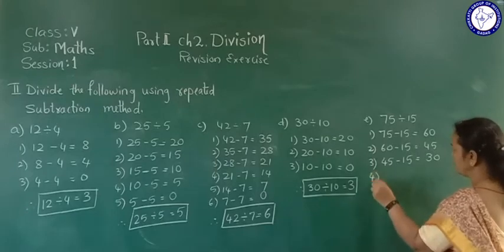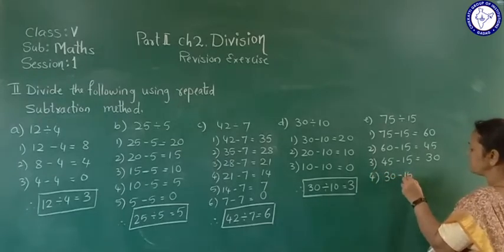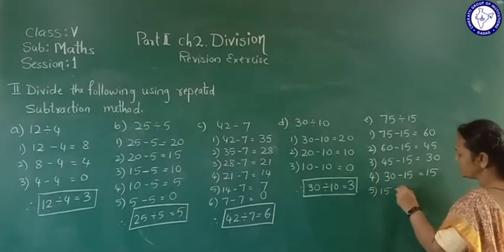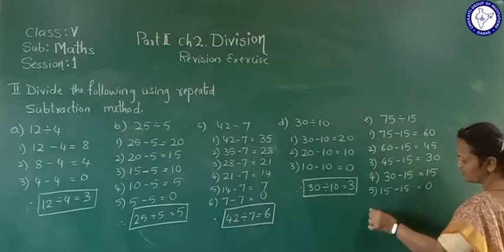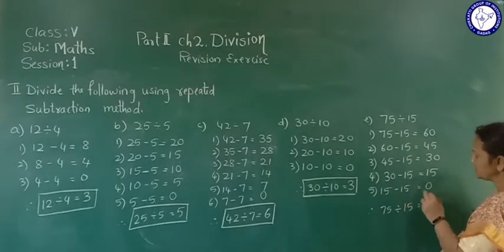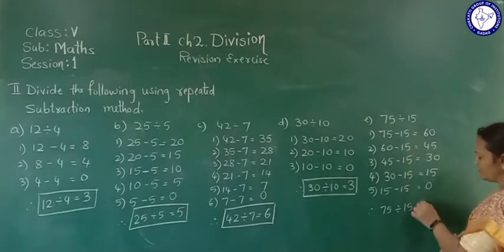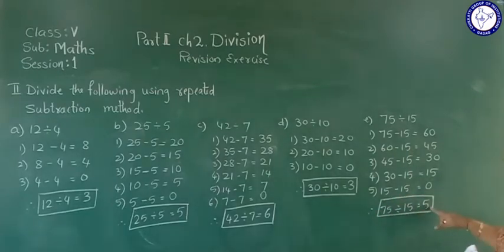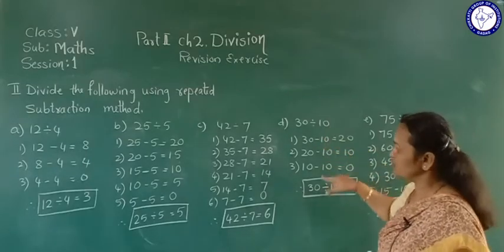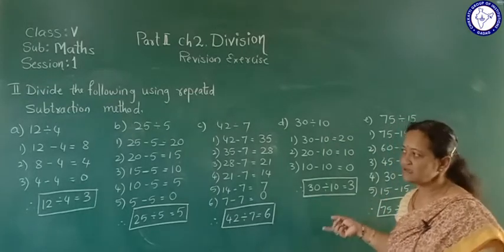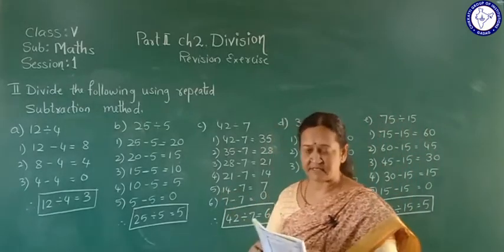Fourth step, 30 minus 15 is 15. And the fifth step, 15 minus 15 is 0. Therefore, 75 divided by 15 is how many steps? 1, 2, 3, 4, 5. So here the answer we get is 5. And we know 15 5s are 75. The same number, this second number, we should go on subtracting from the resulting number and we get division sums. So here we completed the revision exercise.